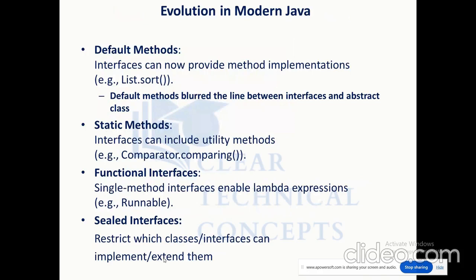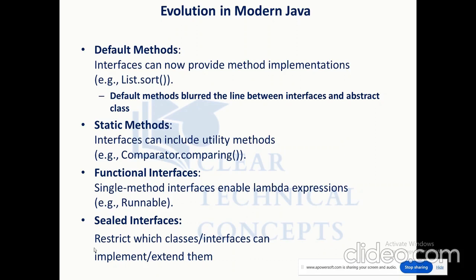Now we conclude this presentation with the evolution in modern Java. This is important because post Java 8 we have seen very important changes happening in Java with respect to interfaces. Java has introduced default methods which can provide default implementation for methods. This is important for backward compatibility, which means adding new methods to interfaces without breaking the existing implementations.